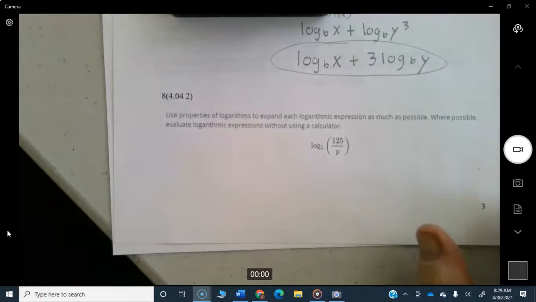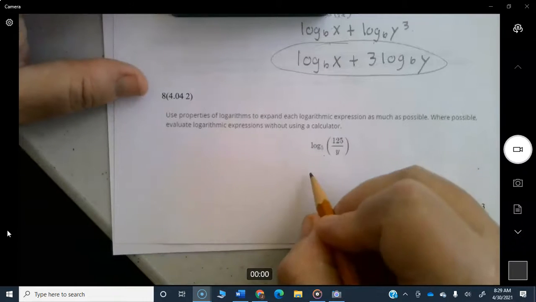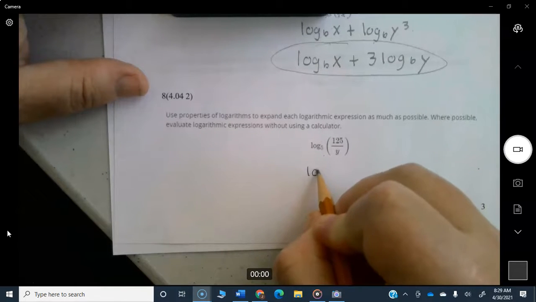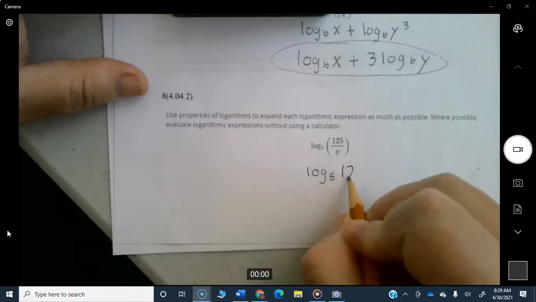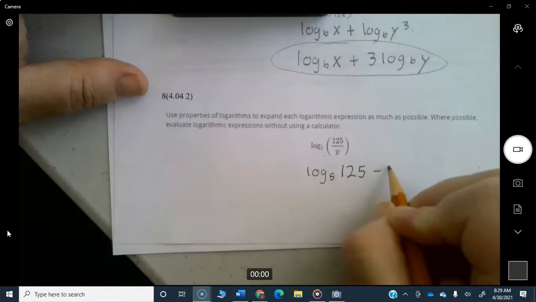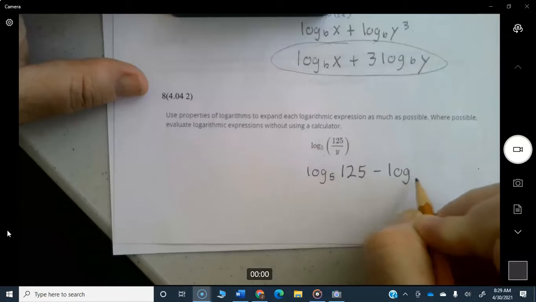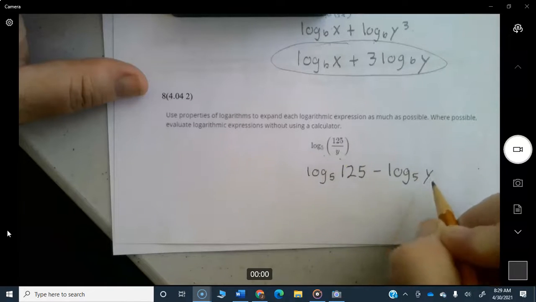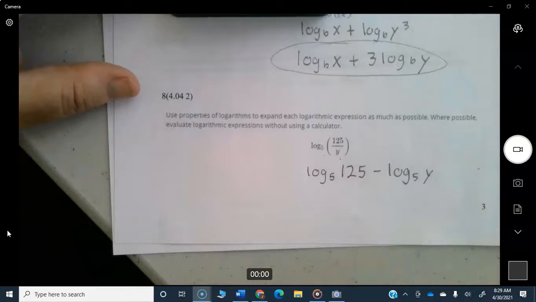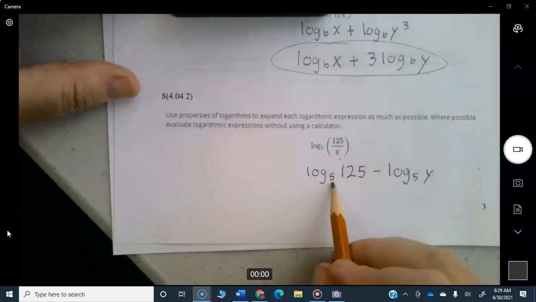What I would really encourage you to do to learn this is just pause the video before I do an answer. See if you can do it on your own. And do that with each problem, not just this one, okay? So this is equal to log base 5 of the number on top, 125, minus log base 5 of the number or term on the bottom. There it is.